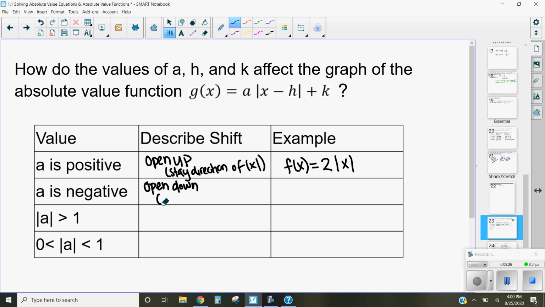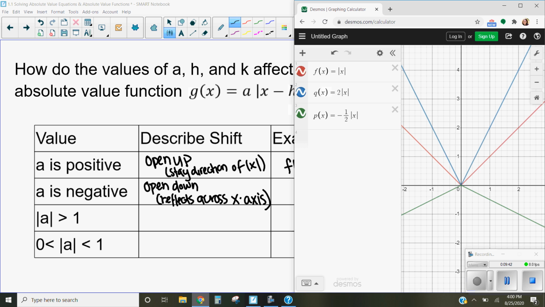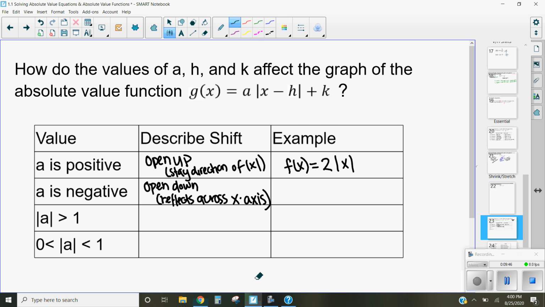And the way that we describe what happens there, so describing that shift, is we say it reflects across the x-axis. So quick reminder, this right here is the x-axis. That's the horizontal one, and it flipped across it. So that's why we say it reflects across it. So an example of when we might have a negative a would be f of x equals negative 2 times the absolute value of x. Okay, so that's what happens when a is negative.